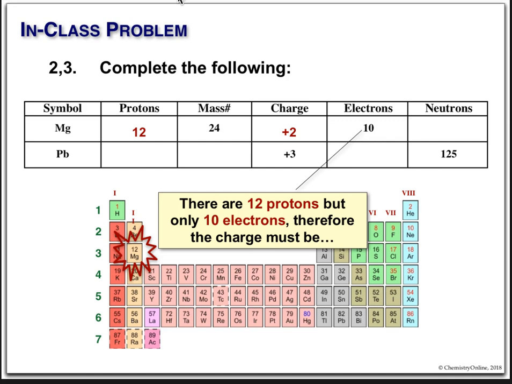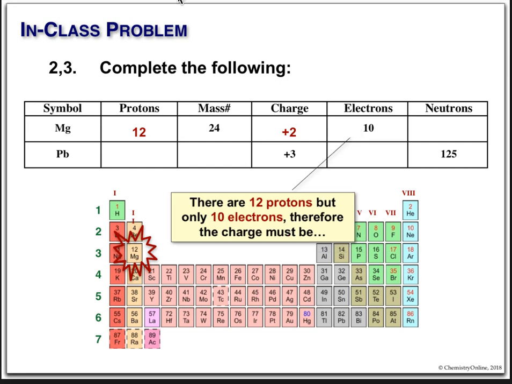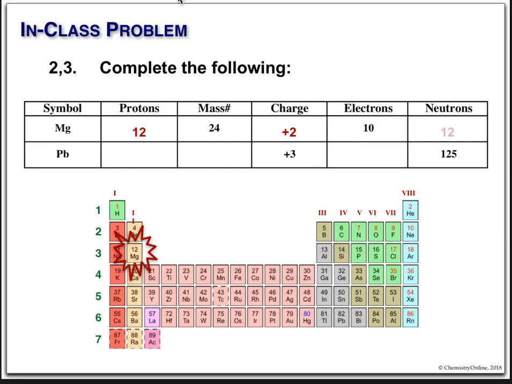Finally, the number of neutrons. We know the mass number is 24. Remember, mass number is the sum of protons and neutrons. If 12 of those are protons, the other 12 must be neutrons. Any questions on magnesium?